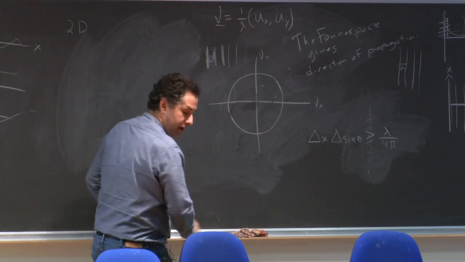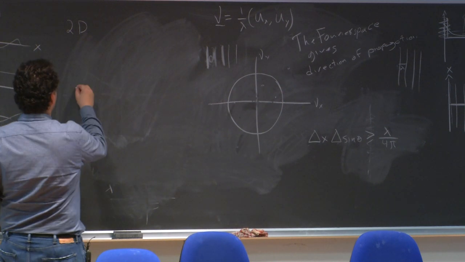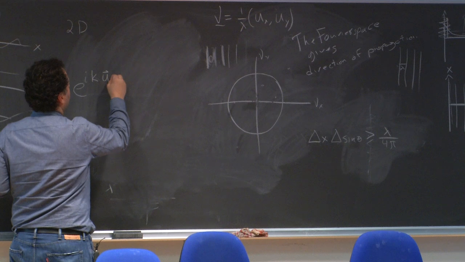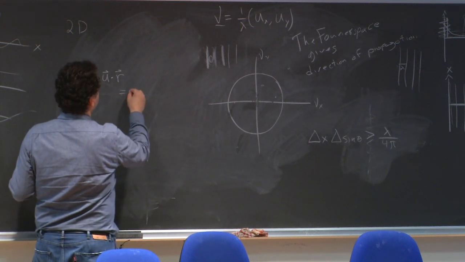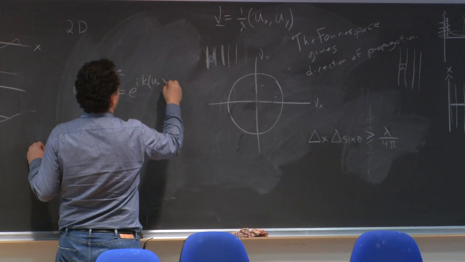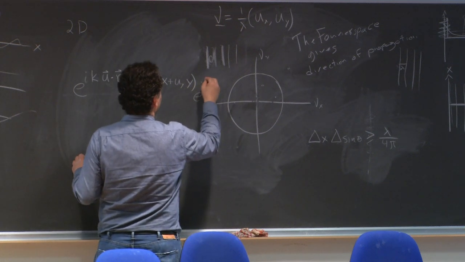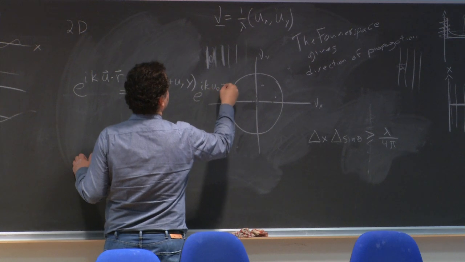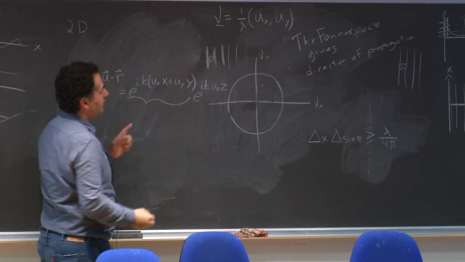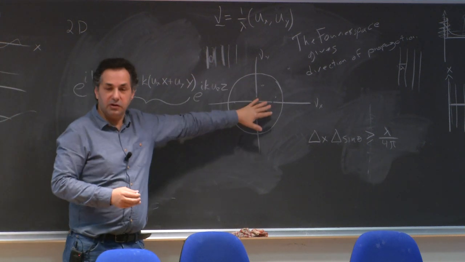Because these correspond to plane waves going in different directions, we have the plane wave e to the i k u dot r. I can write this as e to the i k (u_x x plus u_y y), and then I separate the part in z, e to the i k u_z times z. What we did last time is say, OK, if I separate this way, this looks like the part that I need to define the Fourier transform. This is what matches these oscillations in the initial fields.